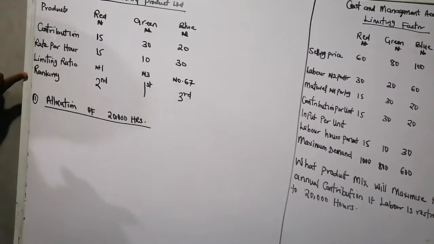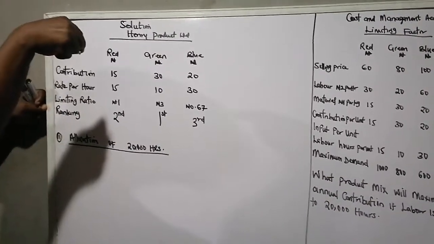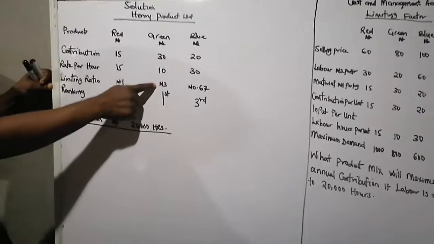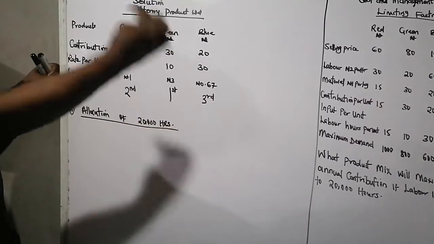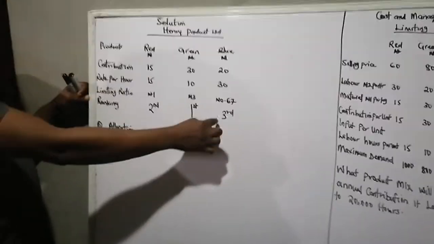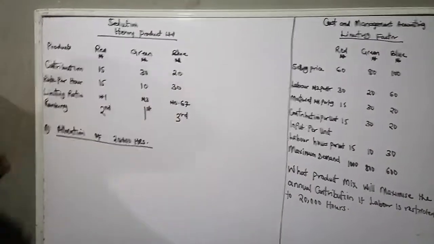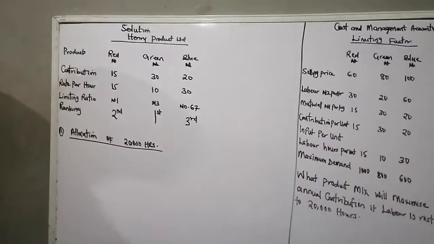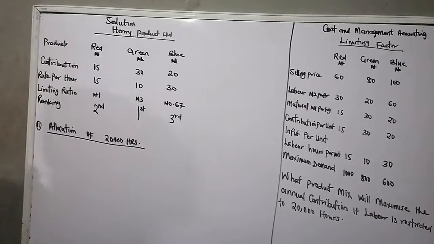Then step 3, I will rank my products. The one that has the highest limiting ratio will come first. So first is 3, followed by 1, and followed by blue. In my order of production, I will produce green first, then red, and then blue. Let's see whether the hours available will be able to produce blue. Now let's look at the next one, my allocation of the 20,000 hours. I want to see whether these 20,000 hours will produce the 3 products. Let's find out. So I will come to this side, which is my product.